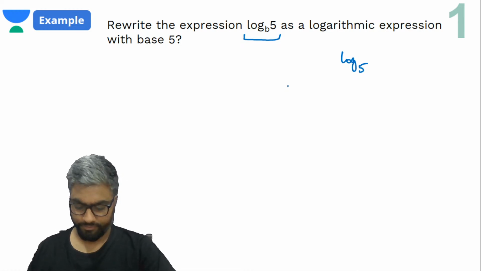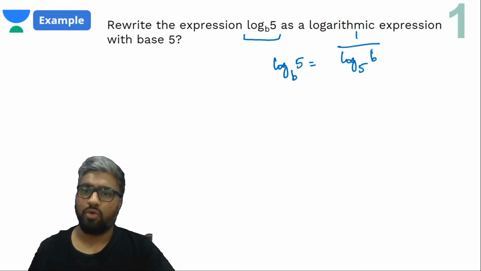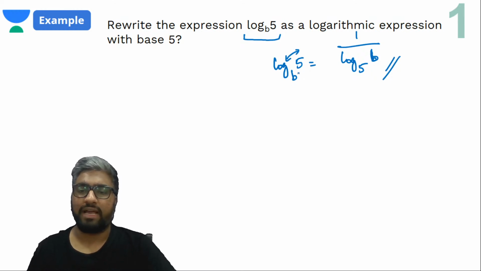Superb, very nice. So what would happen here? If you want the base to be 5, what will happen here? You will have to go ahead with the reciprocal of this, because log 5 to the base b should be equal to the reciprocal of log b to the base 5. This is not 6, this is b. So what's my answer here? If you want to swap the bases, swap b with 5, then what would you do? Take the reciprocal. Got this?